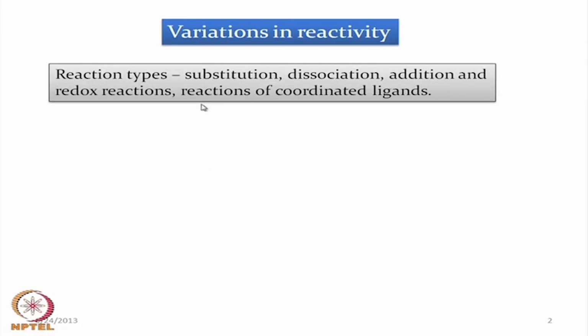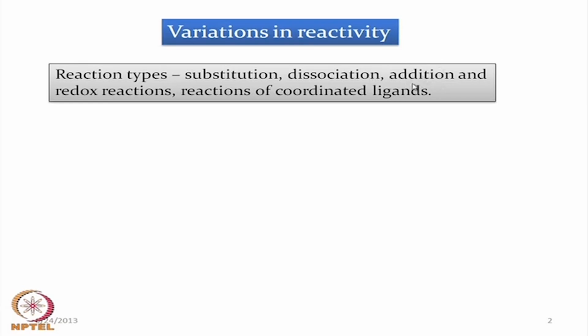While checking the reactivity of these complexes, there are different reaction types. While talking about inert and labile complexes, but before proceeding to that, let us see what are the different reaction types we can consider. In the substitution reaction, one ligand is getting substituted by the other. In the dissociation reaction, the ligand is getting dissociated from the metal environment. Then the addition reaction is the opposite of dissociation, that means we can add one particular ligand to the corresponding species.